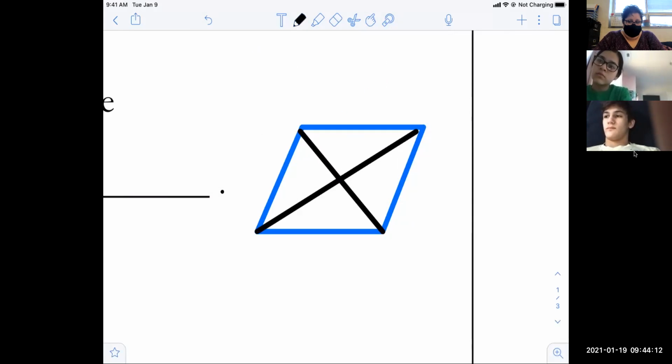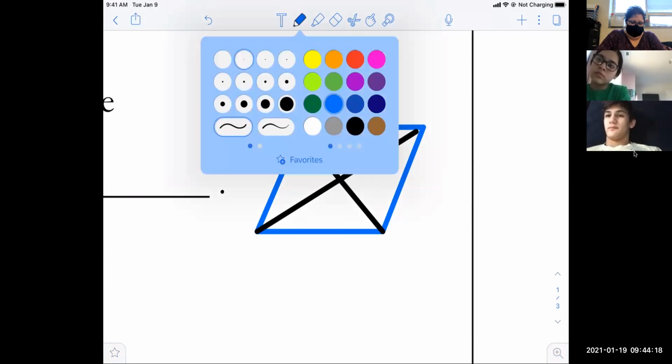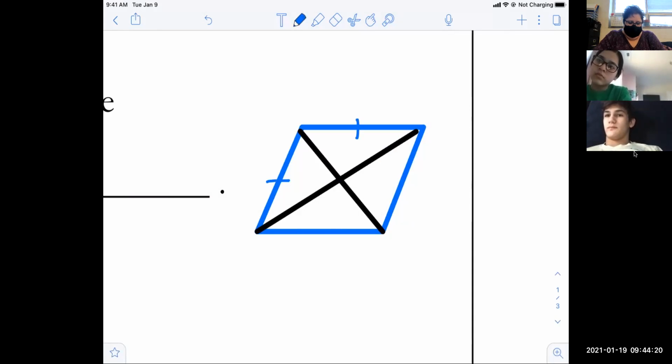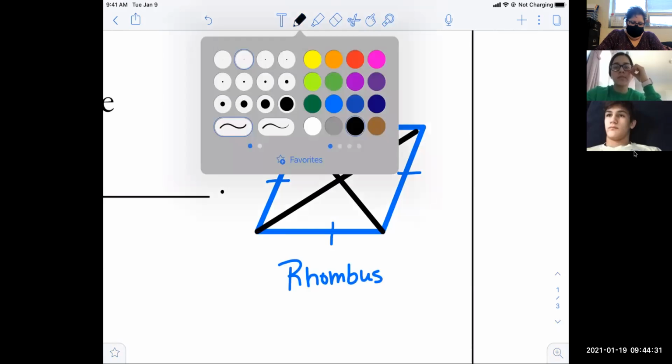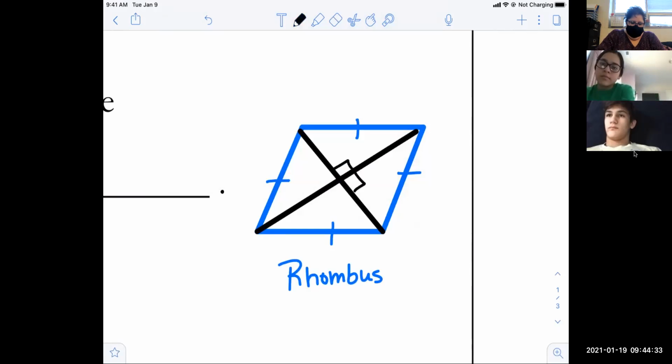It's a rhombus, so by definition, all four sides are congruent. Tell me something else I could mark that this is a rhombus. The diagonals are perpendicular, so I know those are going to be four right angles. Tell me something else I could mark.